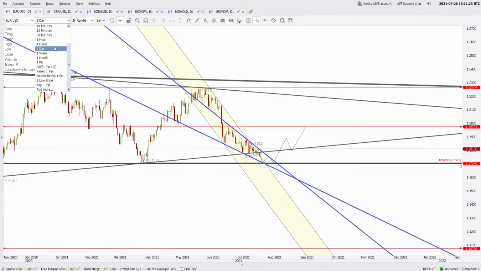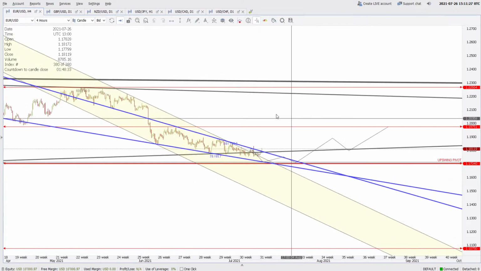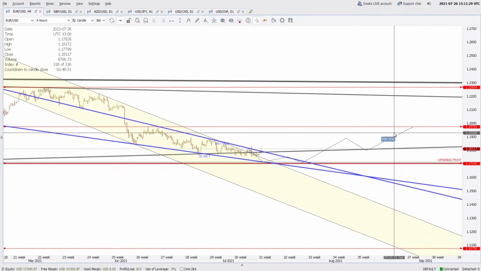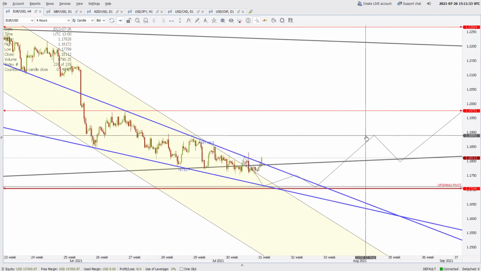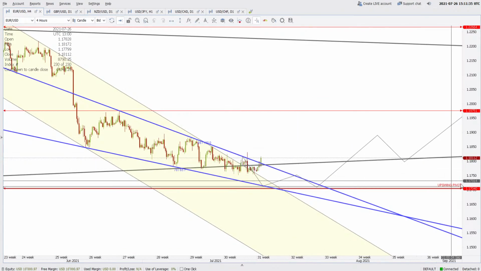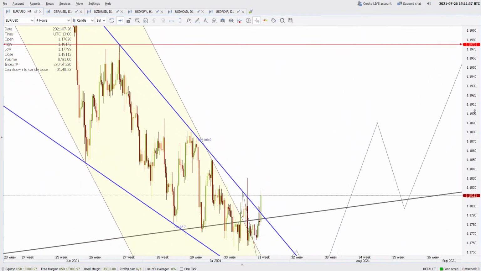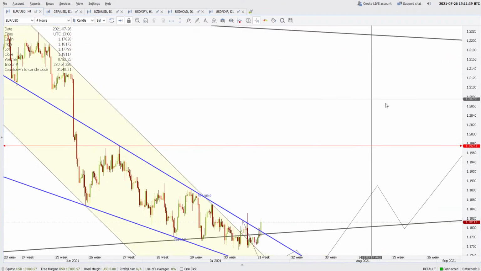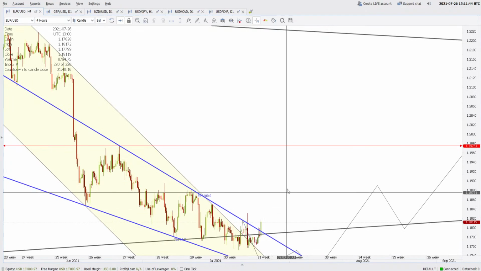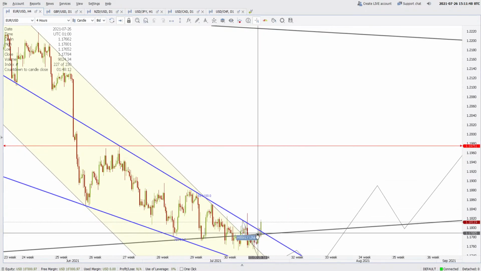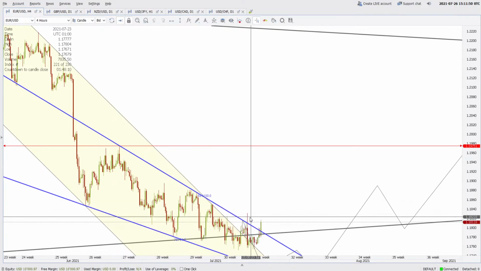I hope you got the idea, and see what is happening on the 4 hourly here. Okay, on the 4 hour it looks like it is trying to break above this falling wedge, which is actually good for the price to rise and go back to the 1.1975 region. I think it's a good idea if you let it go up.